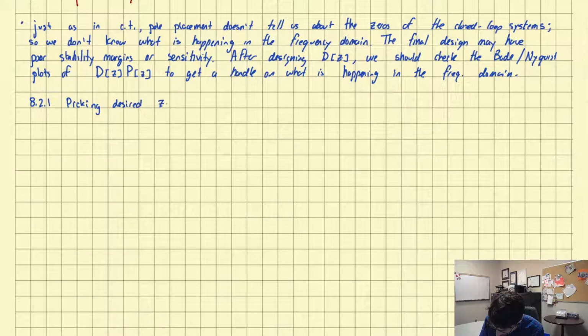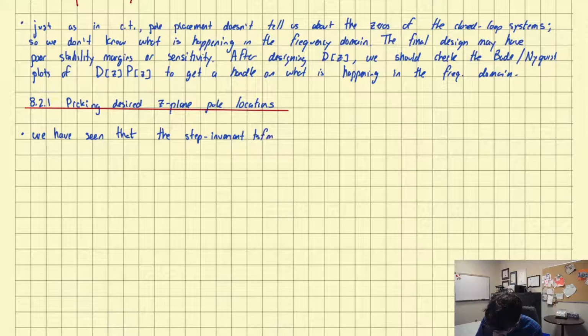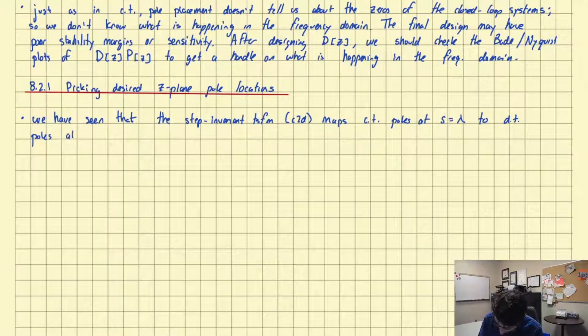Picking desired Z-plane pole locations. Here we're going to rely on some of the knowledge that we learned in chapter 7. We know what the step invariant transformation, the C to D operation, does to poles. So in chapter 7, we have seen that the step invariant transform C to D maps continuous time poles at s equal to lambda to discrete time poles at z equal to e to the lambda T, where T is the sampling period.